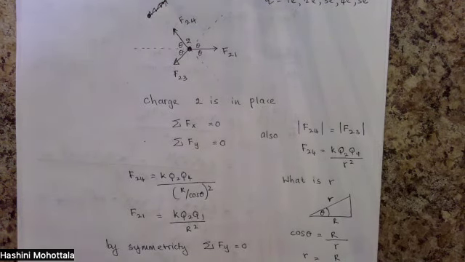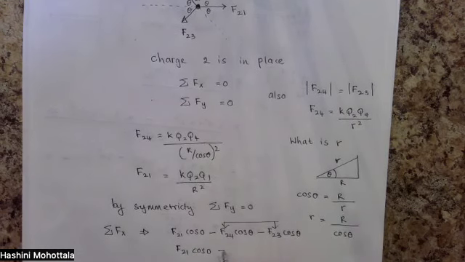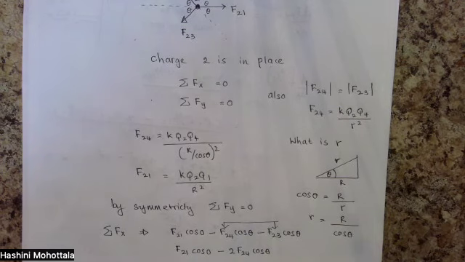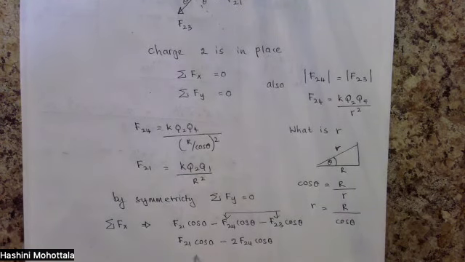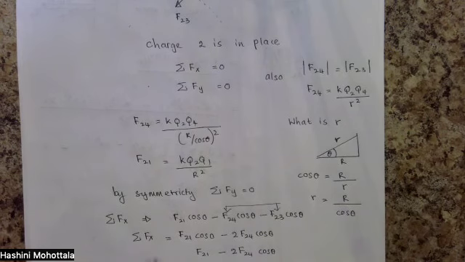Therefore, I'm going to write negative F24 cosine theta, negative F23 cosine theta. Since F24 and F23 are equal, I'm going to combine the two and write F21 cosine 0, which is actually 1, minus 2 times F24 cosine theta. So here I have F21 minus 2 times F24 cosine theta. And the next step is substituting for F21 and F24.